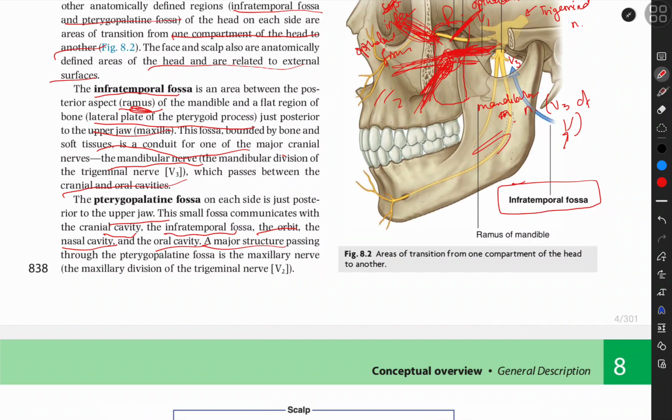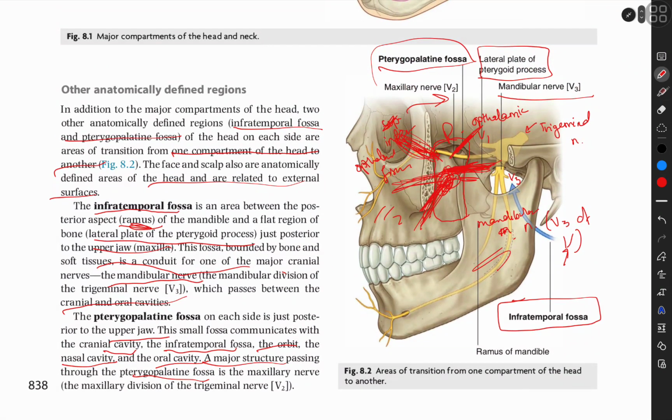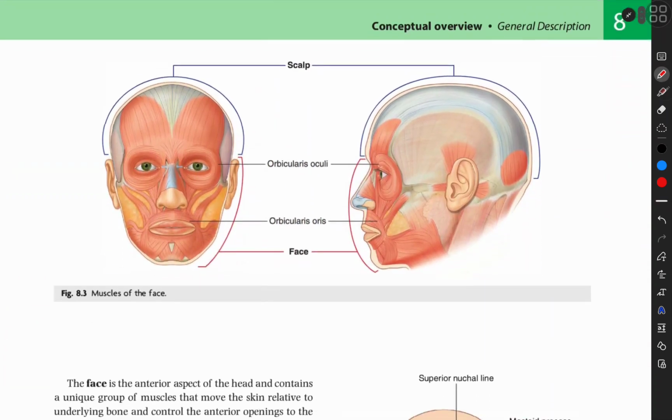A major structure passing through the pterygopalatine fossa is the maxillary nerve. So this was mandibular passing through, V3. This is the maxillary nerve V2. Here it can be seen as well. Okay.